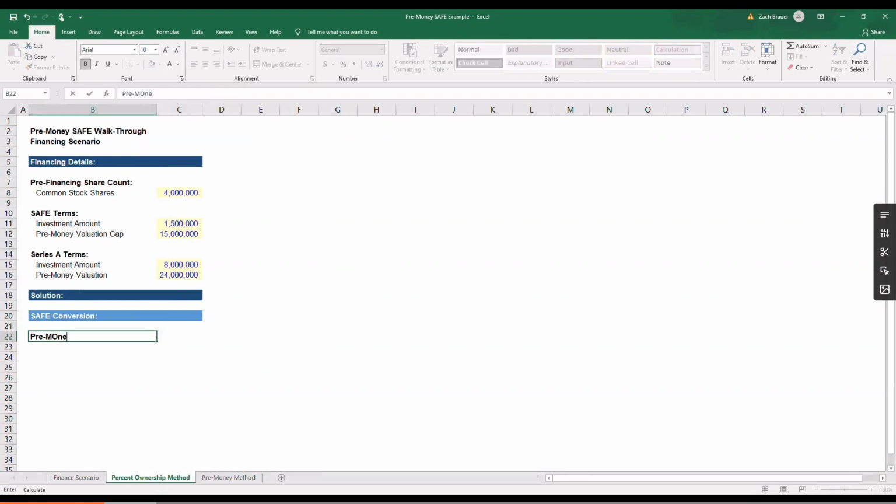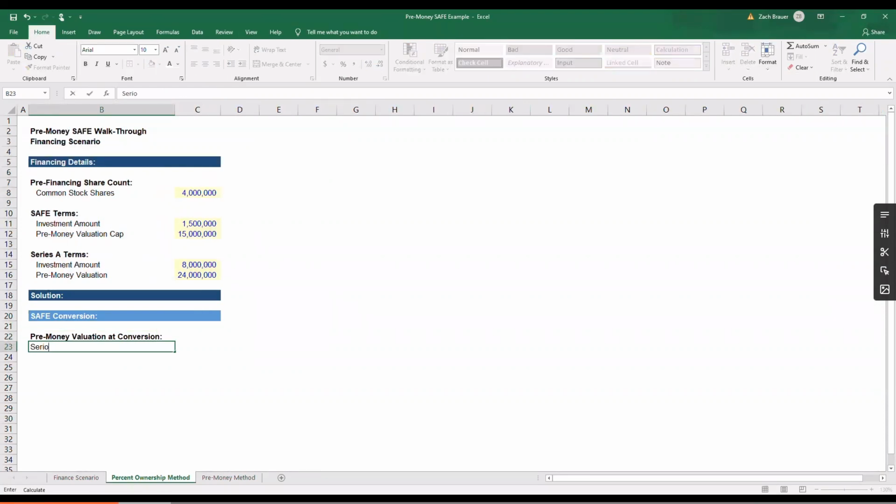So the first thing we're going to do is walk through the safe converting, and the first step there is to establish the pre-money valuation at conversion. This is similar to the pre-money method where we just take the Series A pre-money valuation and the pre-money valuation cap for the safe and use the lesser of these two numbers. In this case, it'll be the 15 million.